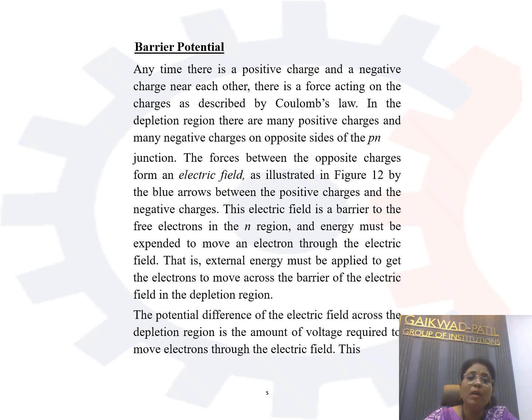So there are positive charges and negative charges near the junction, and the force acting on the charges is described by Coulomb's law. In the depletion region there are many positive charges and many negative charges on the opposite sides of the PN junction. The forces between the opposite charges form an electric field, shown by the blue arrows in the junction, and an electric field will be generated.